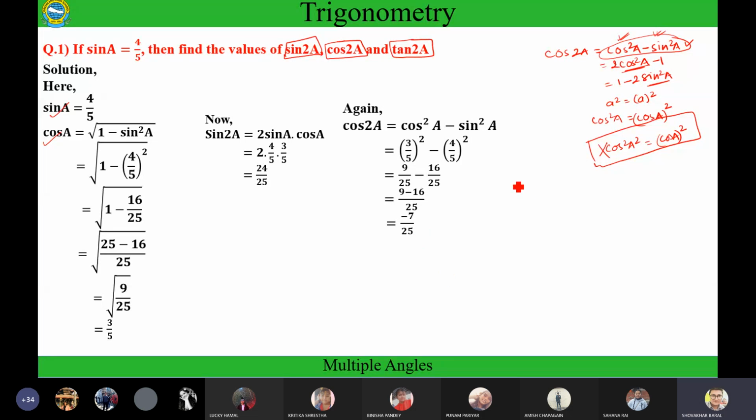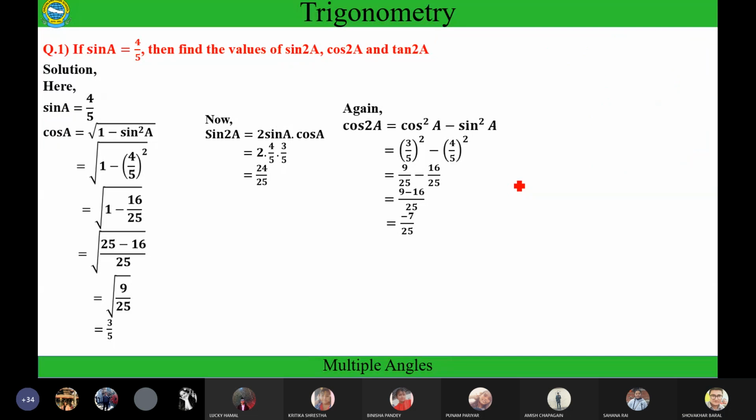So now let's find the value of tan 2a. We have got the value of sin a and cos a here. Let's find the value of tan a at first. Similarly, we have already got the value of sin 2a and cos 2a. So let's see the formula of tan a, that is sin a upon cos a. Or if it is tan 2a, then it will be sin 2a by cos 2a.